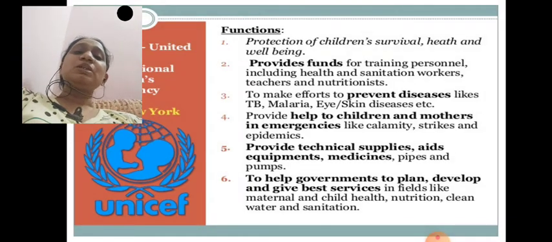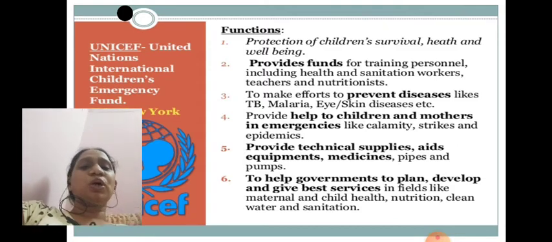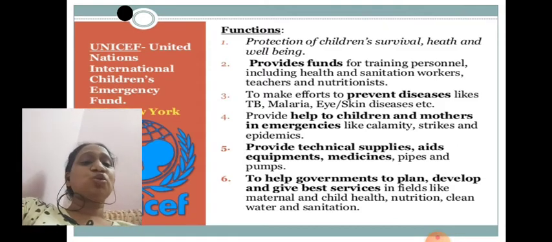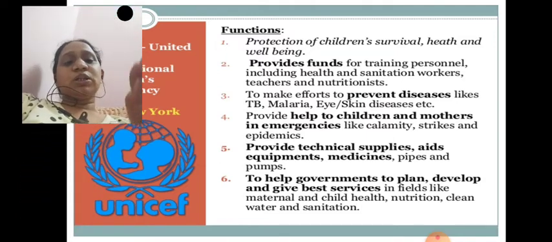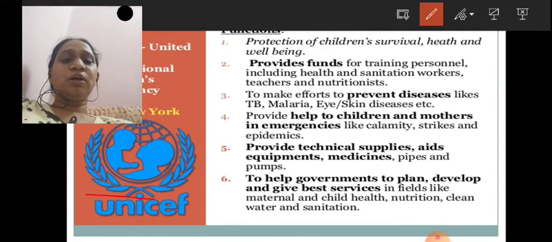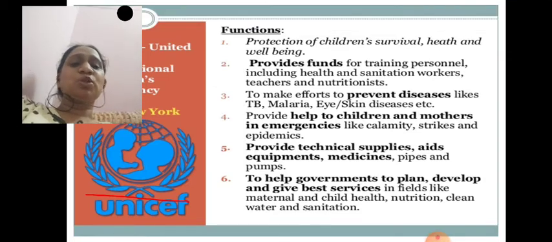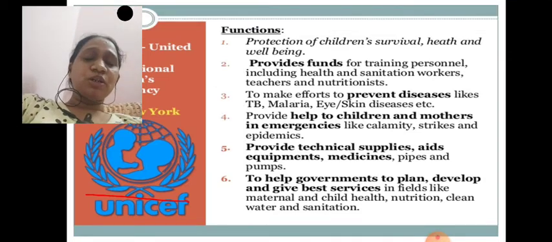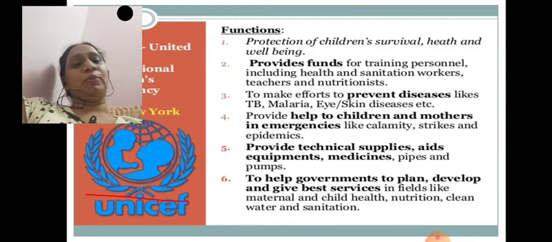Now the next is UNICEF. What is the full form of UNICEF? UNICEF full form is United Nations International Children's Emergency Fund. You can see its symbol over here. From the name itself it is quite clear that it is working for the protection of children's survival, health and well-being.